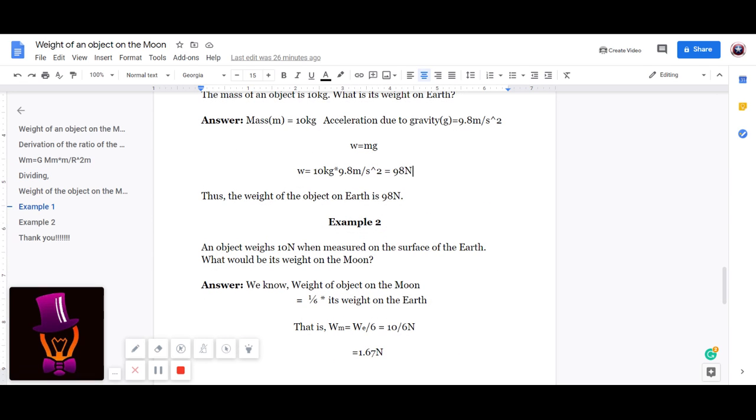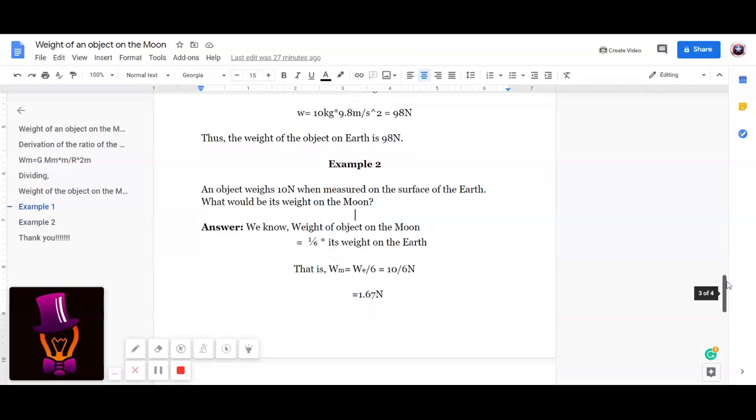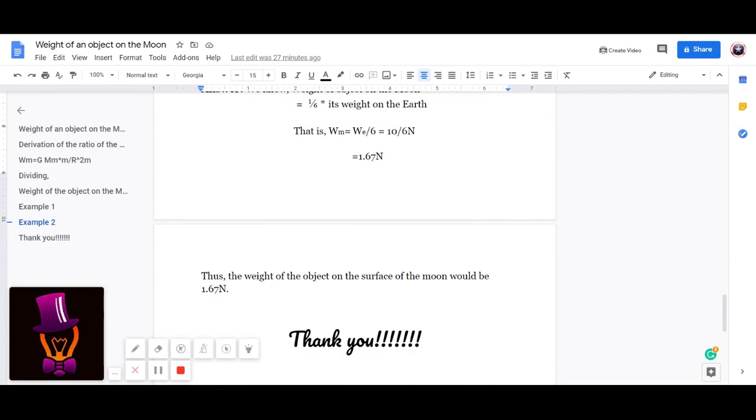So the weight of the object on the moon is equal to the weight of the object on the earth divided by 6, which is 10 by 6 Newton. So that's 1.67 Newton. That will be the weight of the object on the moon if it weighs 10 Newton on the surface of the earth. Basically you just need to divide 10 by 6, which is 1.67. Thus, the weight of the object on the surface of the moon would be 1.67 Newton.